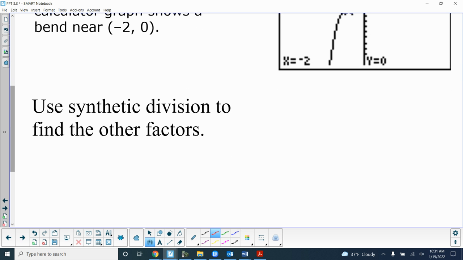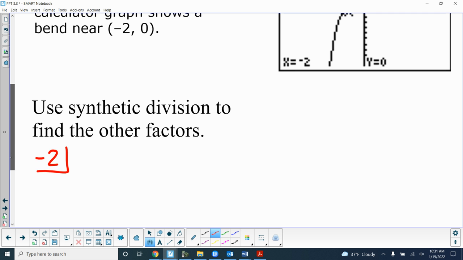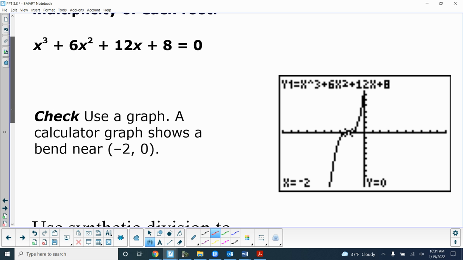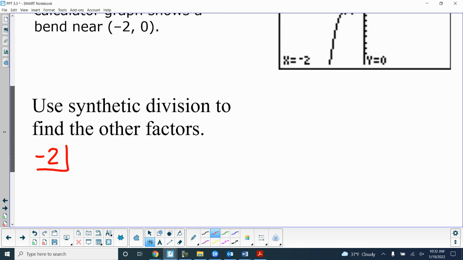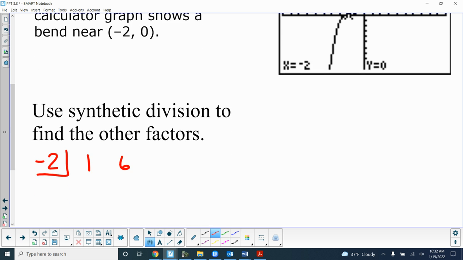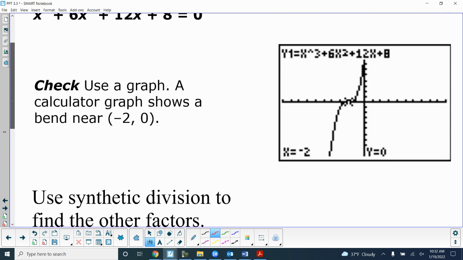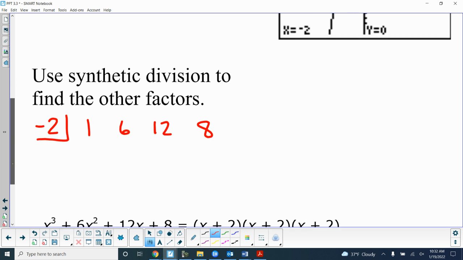Use synthetic division, okay? So I put -2, because that's what we figured out from the calculator, what the 0 was, in our little corner. And do I need to add any zeros? I got an x cubed, an x squared, an x, and a constant. Do I need to add any zeros? No. So I put a 1, 6, 12, and 8 next to my little box. They were all positives, right? Yeah. Make sure there's no negatives.